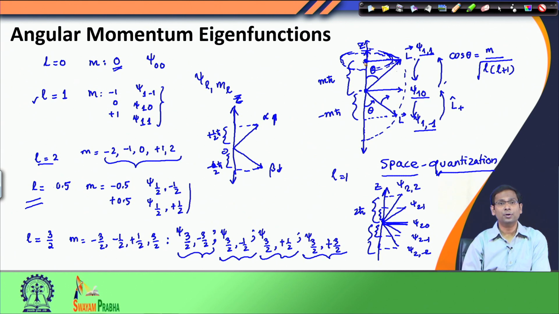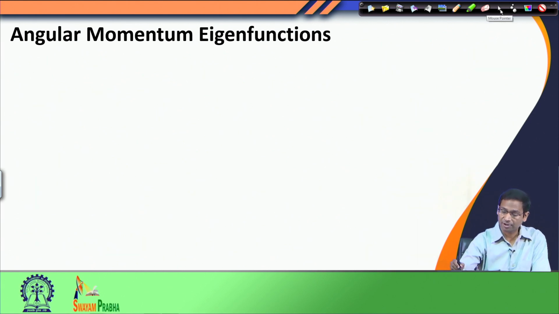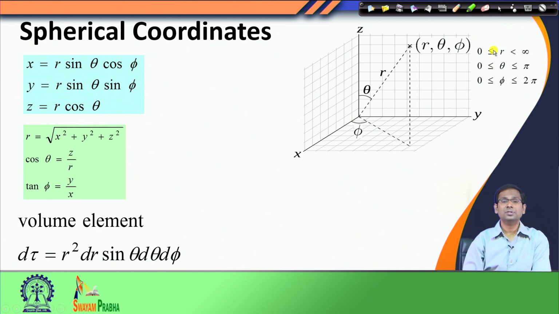So, we discussed the angular momentum eigen functions, or rather how many different eigen functions there are. But so far we have not discussed what the functional forms of these eigen functions are. That is what we are going to do next, but before going to discuss that, we would introduce something else, that is a new coordinate system.